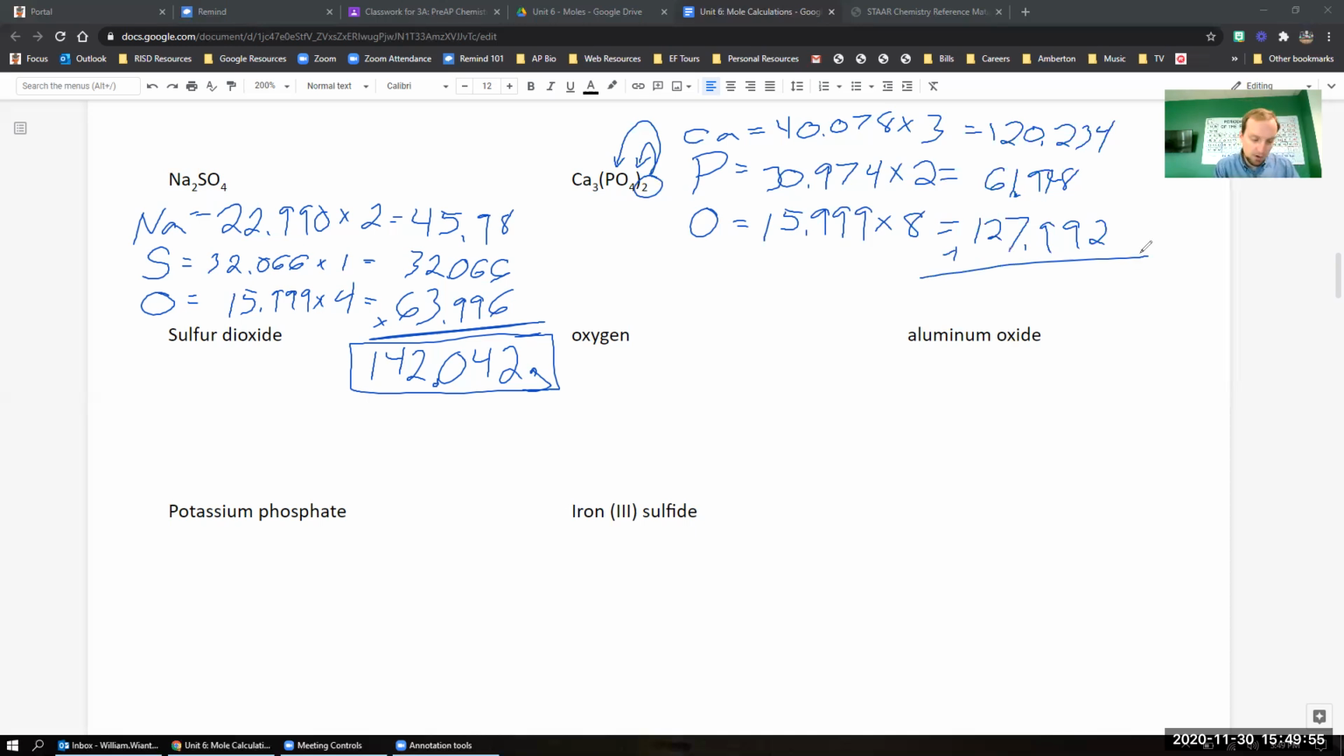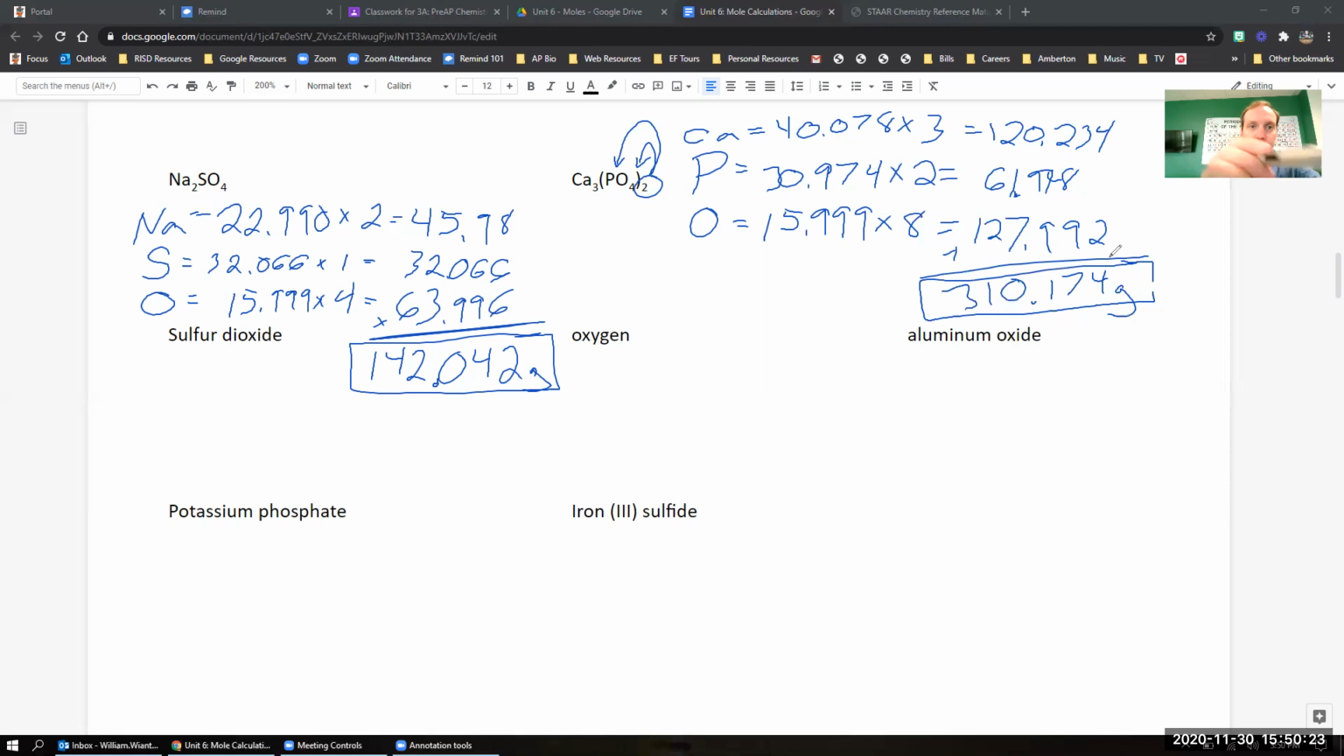So I have the bottom one already in my calculator stored. I'm going to add the next one, 61.948, and 120.234. The total mass of calcium phosphate, or at least 1 mole of it, is 310.174 grams. That's how much 6.02 times 10 to the 23rd calcium phosphate units would weigh.